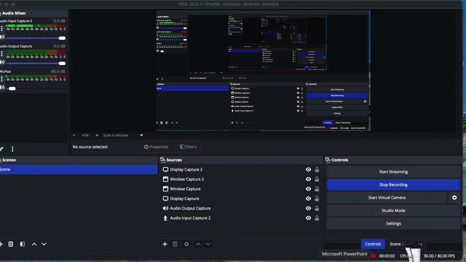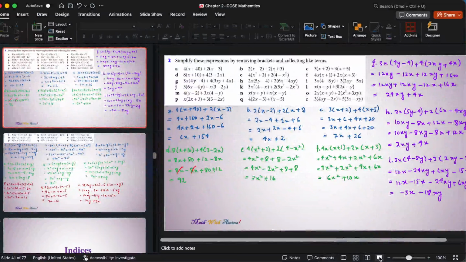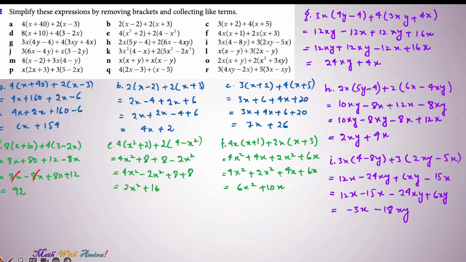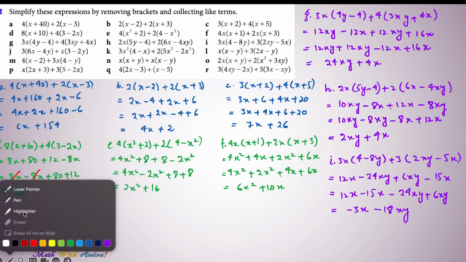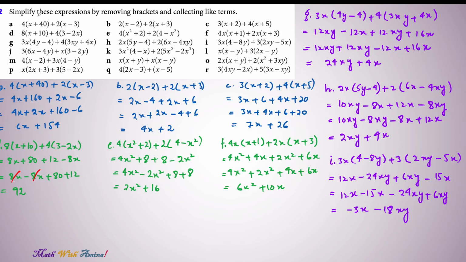Hi everyone, we have the second question of the exercise, where the question asks us to simplify these expressions by removing brackets and collecting like terms. If we look at the expressions we are given, each one has more than one bracket. There are two brackets in each expression, as you can see.